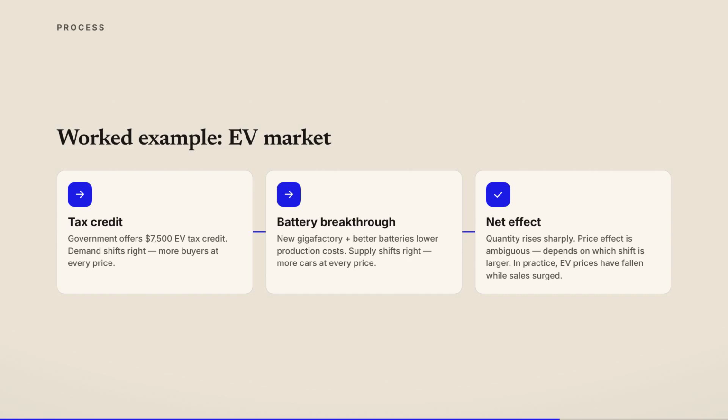That's exactly what we've seen in the EV market over the past few years. Prices have been gradually falling while sales have skyrocketed. This example shows why the 3-step method is so powerful. By identifying each shift, determining its direction, and tracing the effects, you can make sense of complex real-world markets, even when multiple forces are acting at once.